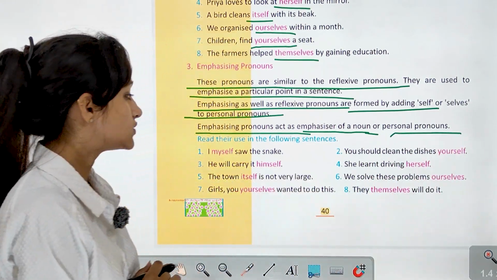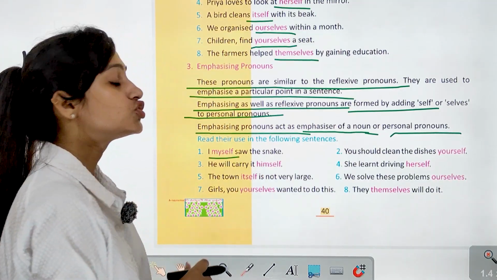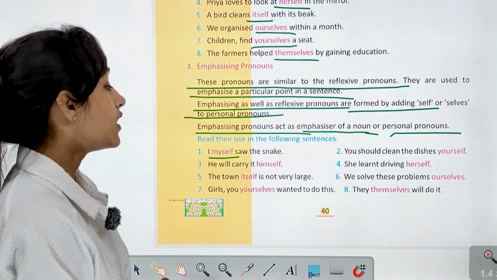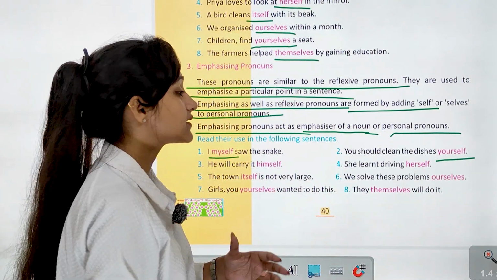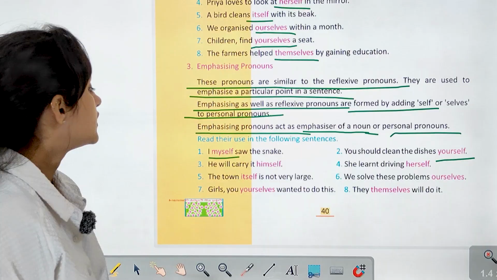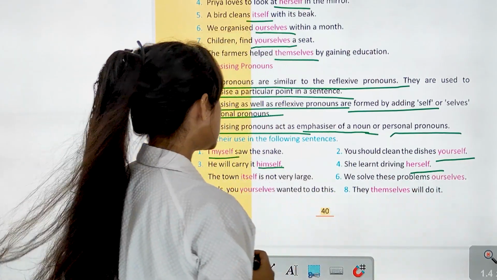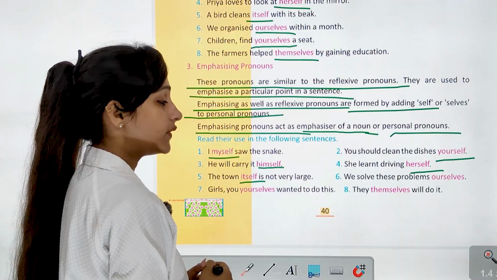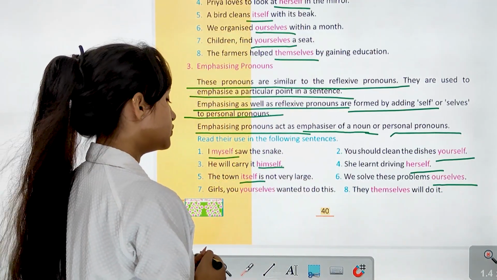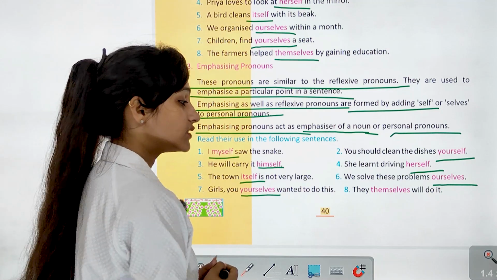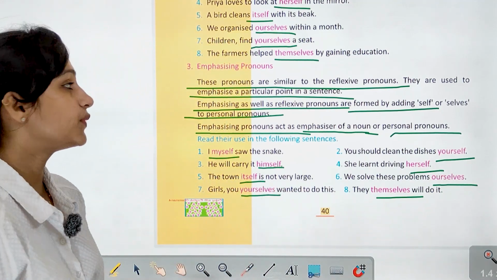Now read their use in the following sentences. I myself saw the snake. You shall clean the dishes yourself. ये emphasize कर रहे हैं ना किसी और को. He will carry it himself. She learned driving herself. The town itself is not very large. We solve these problems ourselves. Girls, you yourself wanted to do this. They themselves will do it. So these all are the emphasizing pronouns.